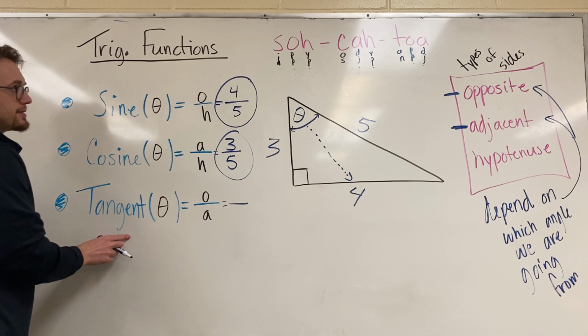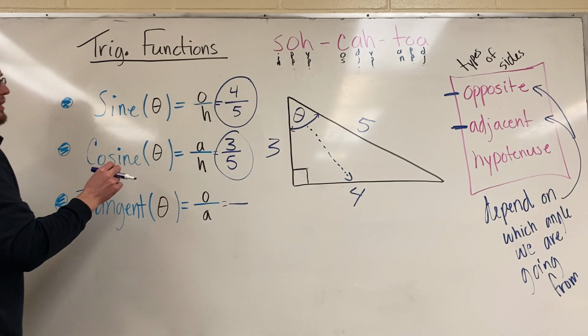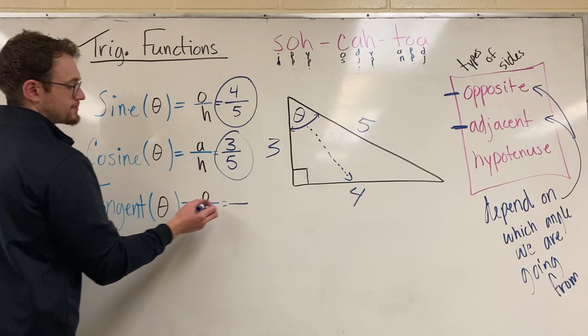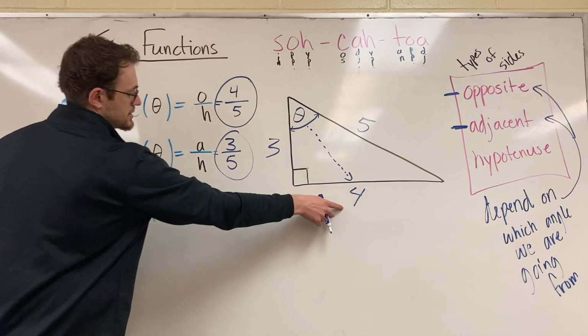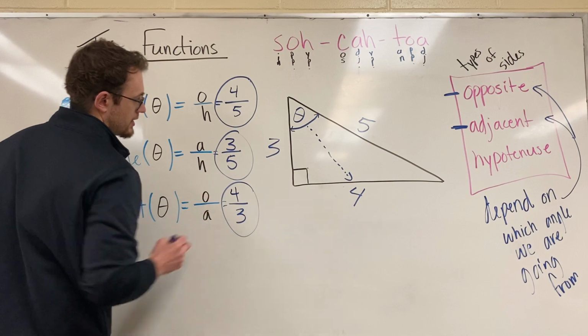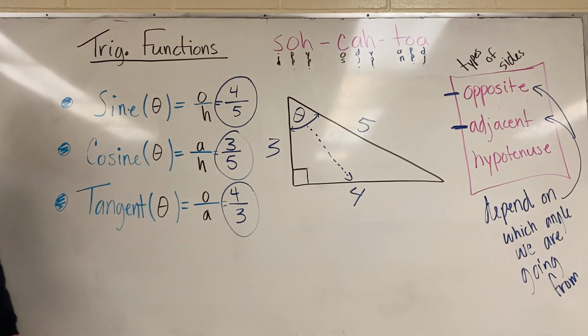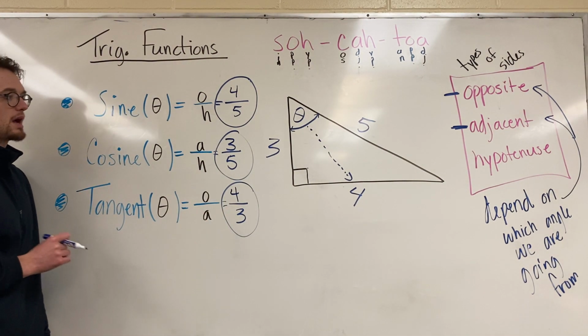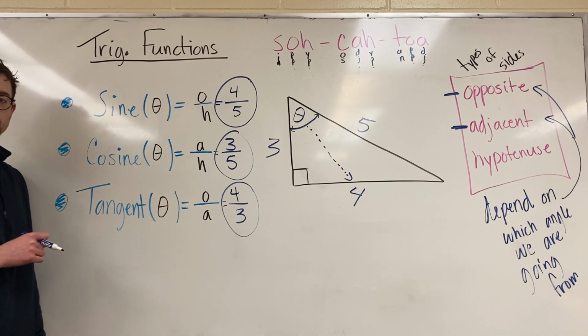And then tangent, TOA, opposite over adjacent. So opposite over adjacent. Those are going to be the types of problems that my students get.